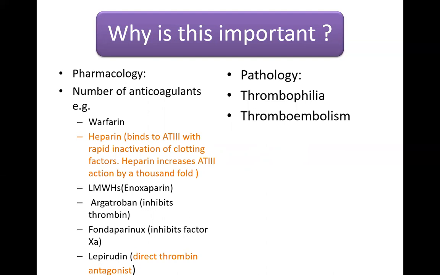So if we understand how hemostasis is happening, then we can give the drugs to inhibit the normal hemostasis. We need to give it. I've given you the example of heparin, of warfarin. Heparin binds to antithrombin 3. The function of antithrombin 3 is to inhibit activated forms of different factors. Heparin is going to potentiate this action by 1,000-fold. It is going to increase the action of antithrombin 3 by 1,000-fold.